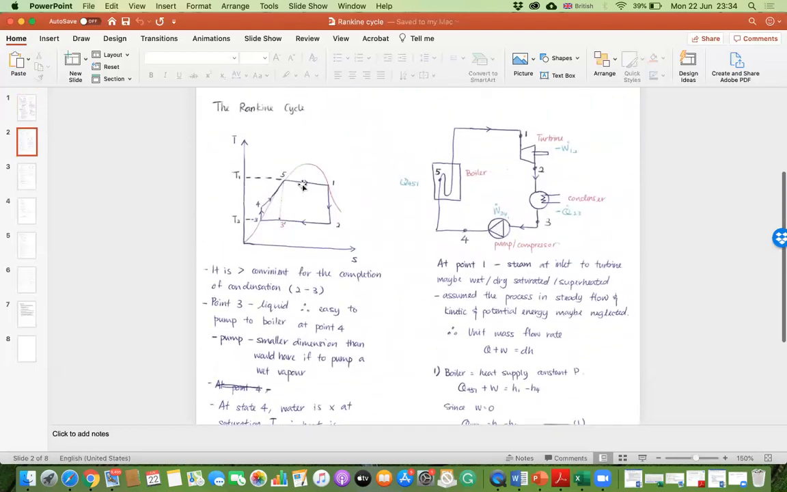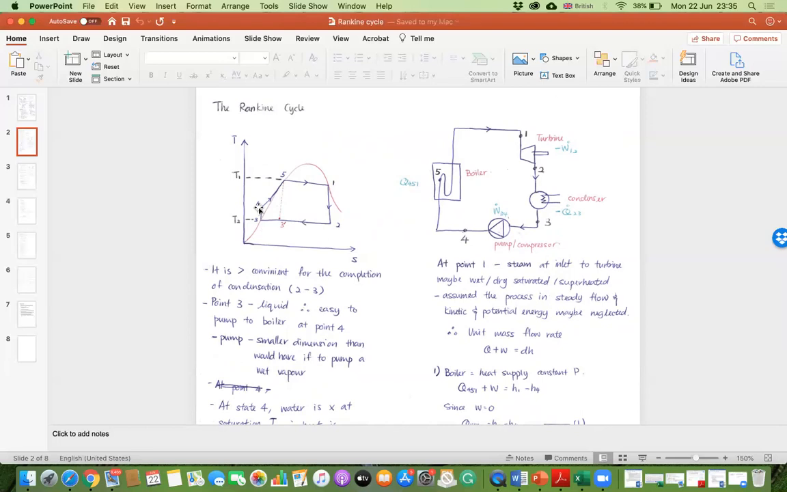So, the Rankine cycle. If you look at this picture, this is the Carnot cycle, 1, 2, 3 to 5, this part. This is very hard to reach and to control. It is more convenient to complete the condensation from 2 to 3 and reach the saturation curve. At point 3, this is at liquid condition.